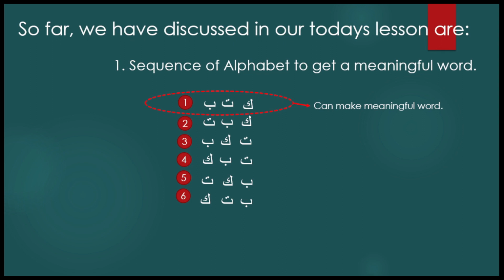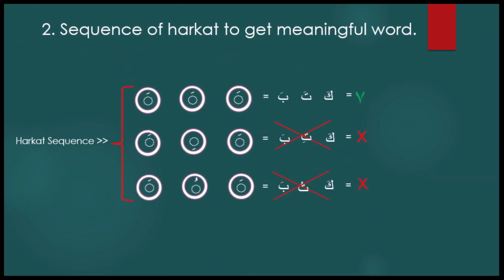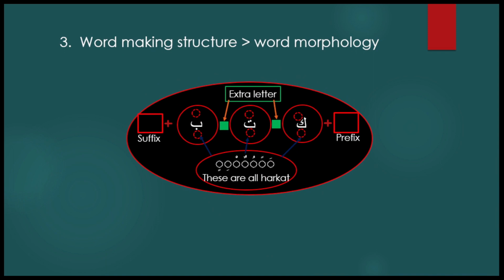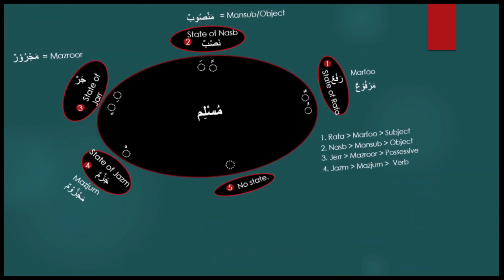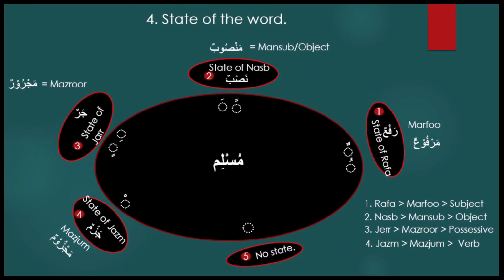So far in today's lesson we have discussed the sequence of the alphabet that we need to know to form meaningful words. Any three base root letters we have to arrange in a specific order. We need to know the sequence of harkat as well. Then we discussed morphology, the structure of forming Arabic words. And finally, we discussed the state of the word. So these are the 4 or 5 states.